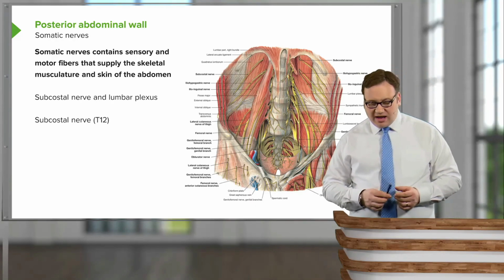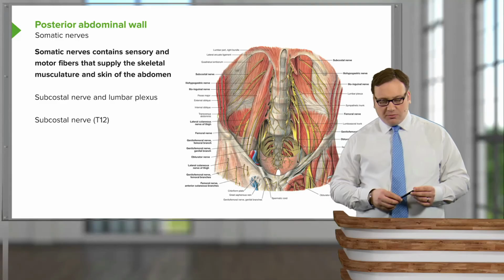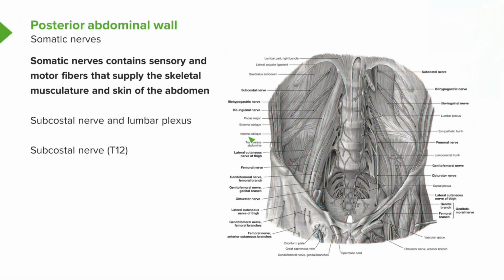These nerves are running down the posterior abdominal wall, and we can see a few here. We've got the subcostal nerve. This is T12. That's the last nerve to originate from the thoracic segment of the spinal cord. Then we have iliohypogastric and ilioinguinal. These are both derived from the L1 spinal cord segment.